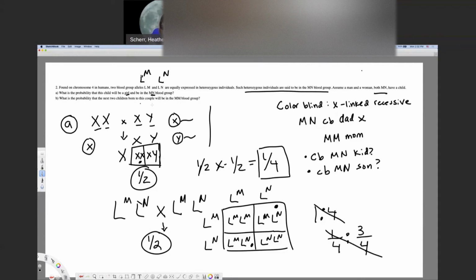Okay, what's the probability the next 2 children will be in the MM blood group? All right, good news. We've already done the cross there for the kids. Now it says next 2 children, so that could be either karyotype, right? So in this case, we don't have to worry about male or female. We're strictly looking at MM. So we have the same exact cross, so we have the same probabilities we had before. So which box is MM blood type? This one here, right? It's the only one that gives us MM. Okay, so that is 1 out of 4, and that's all we have to worry about because it's any kid.